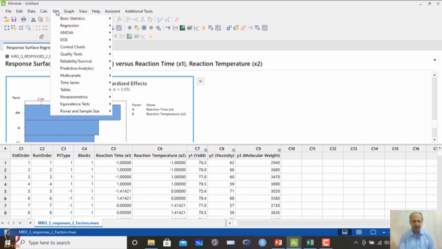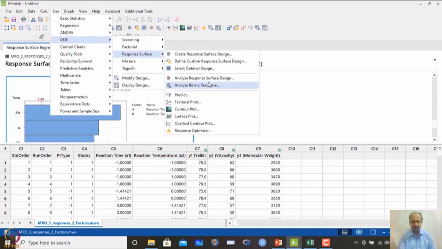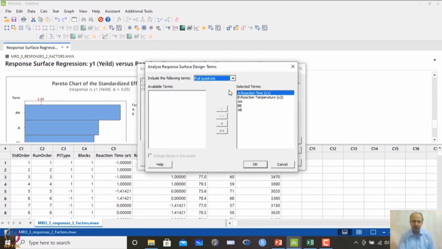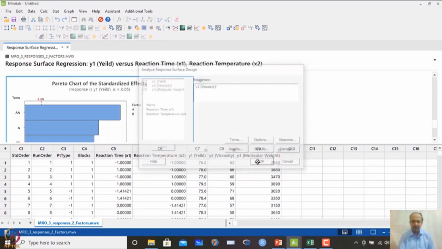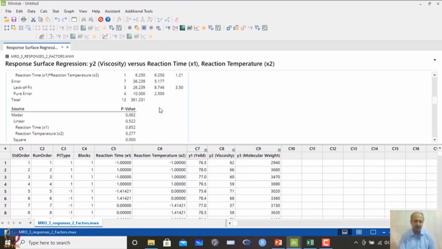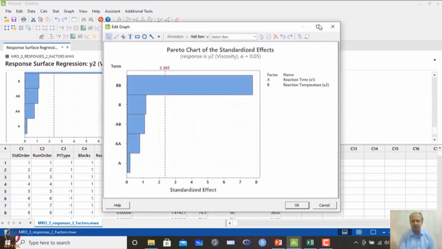Similarly, for the second variable y2, viscosity, we have to generate the response surface. Analyze response surface over here, I will take y2, and for terms, again the full quadratic model we are using, and then click OK. Then again you will find that the R square adjusted value is 82.8. Okay, we can retain this one.